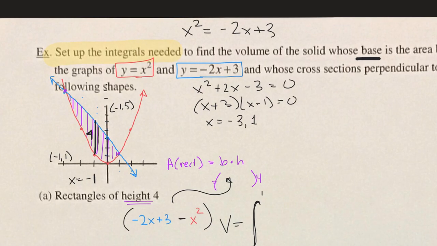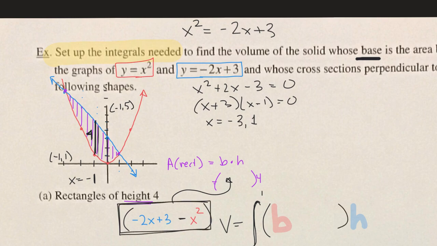Okay. So the area of my rectangle is the base of my rectangle times the height of my rectangle. And how do we calculate the base? That was this right here, right? The base was the distance in between your two graphs. So the base of my rectangle is found by doing negative 2x plus 3 minus x squared. Right? That's the distance in between your two curves.